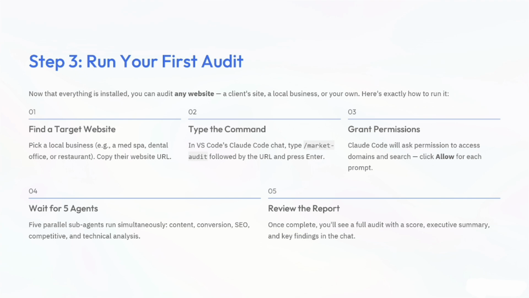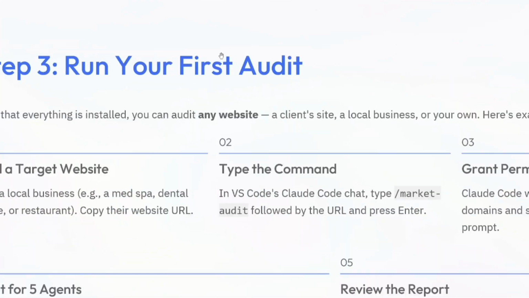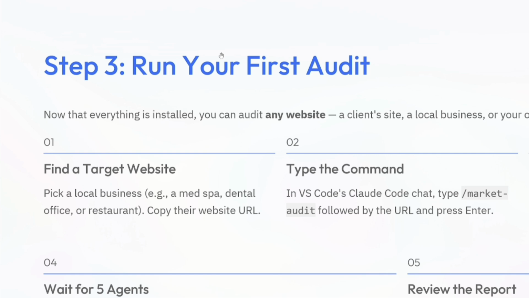Here's exactly how it works. Step by step, I will be telling you. Number one, simply find the target website. Pick a local business, let's say a med spa, or it can be anything like a dental office or a restaurant, and just copy their website URL.